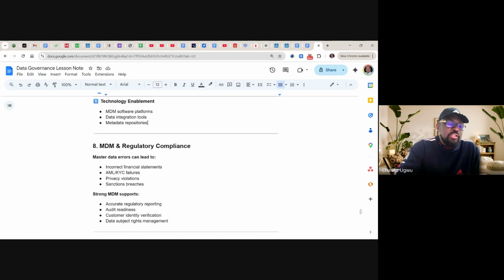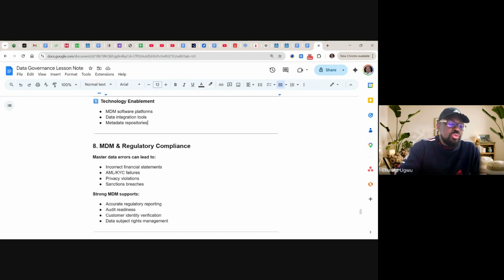Regulatory compliance. What are the regulatory measures in master data and how to make sure that we comply? Master data errors can lead to so many of these. If we have errors, failure to comply will lead to incorrect financial statements, AML. AML means anti-money laundering, and KYC means know your customer.